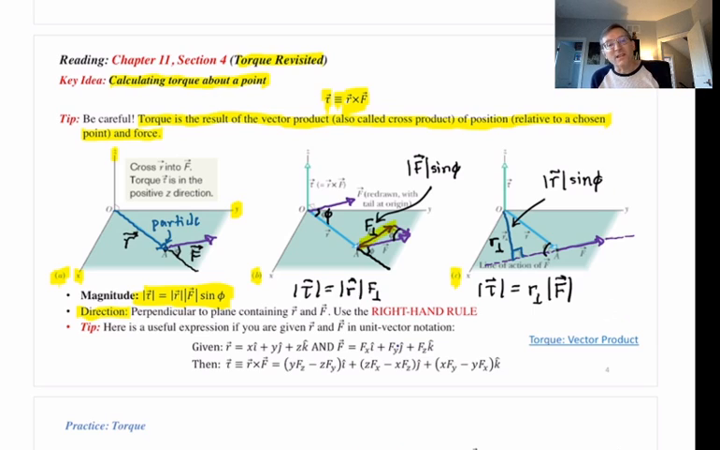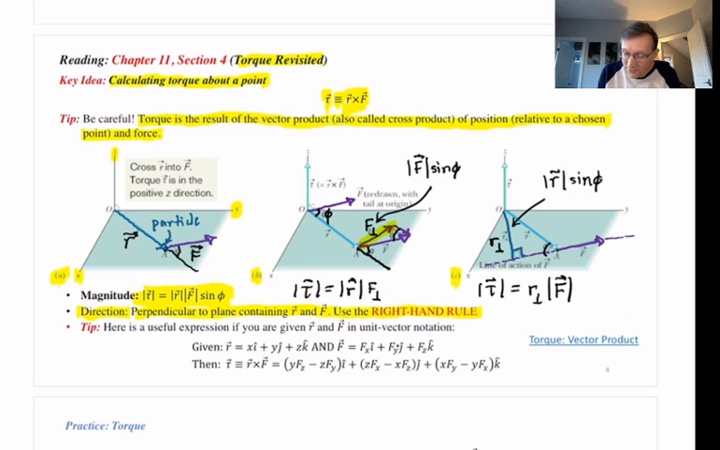So R cross F must be perpendicular to the xy plane. That leaves you with only two possible directions for the torque: perpendicular to the xy plane going straight up in this drawing, which would be plus z, or perpendicular to the xy plane straight down, which would be negative z. There's only two possibilities. Which is it? The right-hand rule gives us the answer. So the torque must be perpendicular to the plane containing R and F, and we use the right-hand rule.